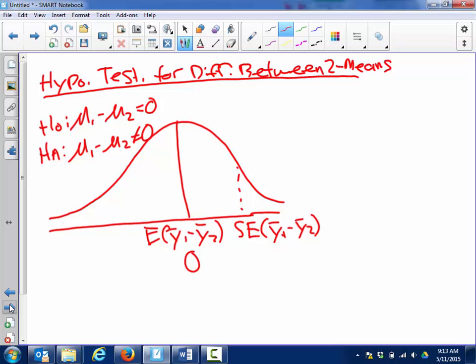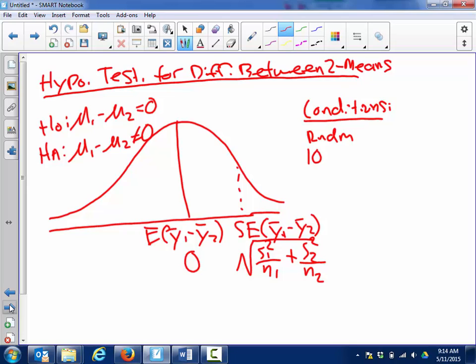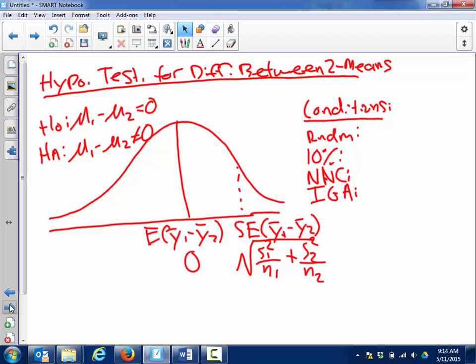So again, if you don't know the population standard deviations from each of these two groups, you're working with a standard error for y bar 1 minus y bar 2, which is the square root of S1 squared over N1, sample standard deviation from the first group squared, plus the sample standard deviation from the second group squared, all over your second sample size. And your conditions, again, same as last slide, are going to be randomization, 10%, the nearly normal condition, and your independent groups assumption. Okay, so there you go.